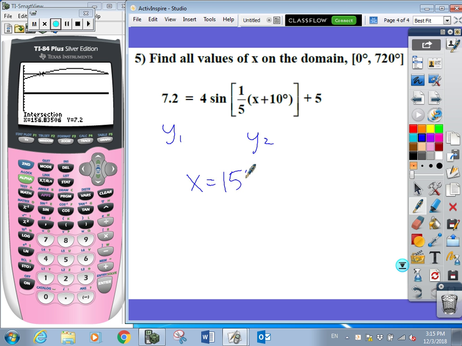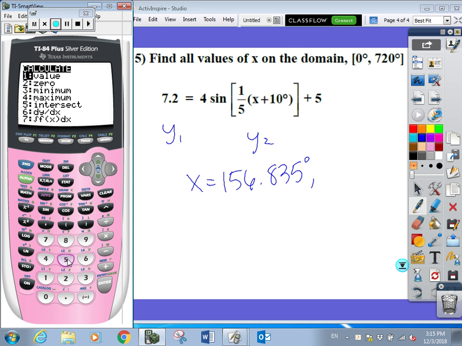X equals 156.835, and that's degrees. Second trace 5. Now, this is where, depending on kind of if you have a newer or older calculator, it's going to do some different things for you. The newer calculators don't require you to like have the point of intersection on your screen. My calculator that's a little bit older, if that point of intersection isn't on the screen, it's not going to find it for me. Enter, enter, enter.